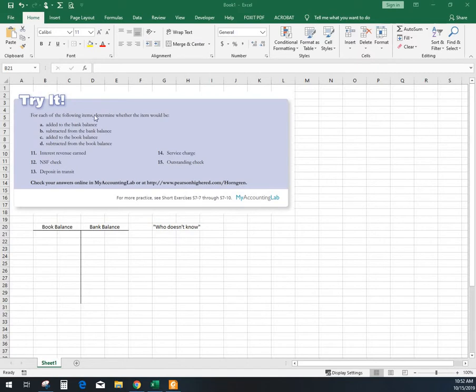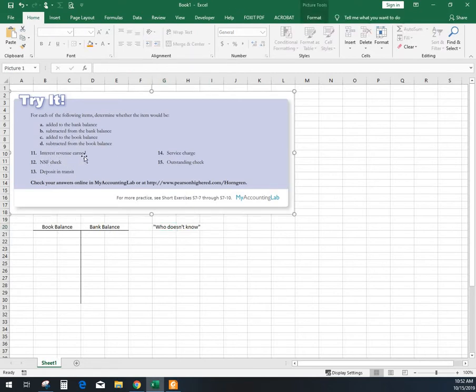It says, for each of the following items, determine whether the item would be added to the bank balance, subtracted from the bank balance, added to the book balance, or subtracted from the book balance. And they give us a few situations that happen during a bank reconciliation. So the question that always helps me answer these problems is, who doesn't know about this situation? Is it us, the company, the book, or is it the bank? So let's try to answer that question for each one of these scenarios, and that will help us determine how to adjust the books.